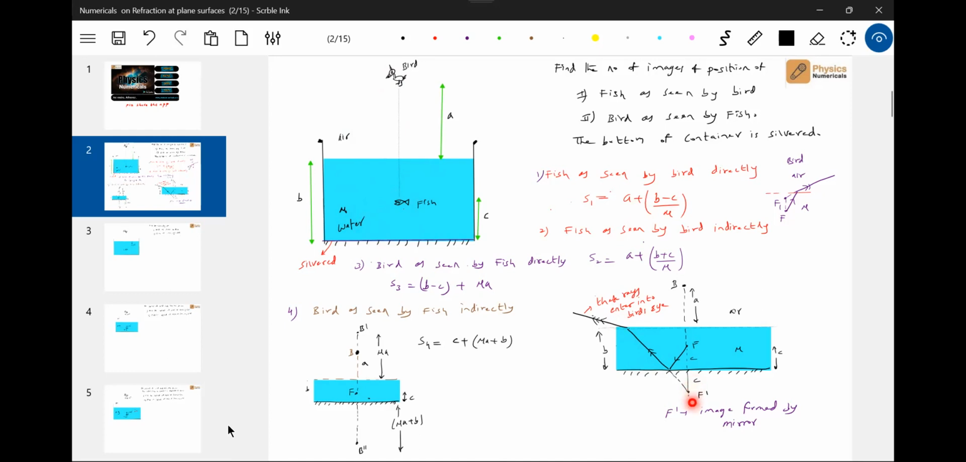Then this fish will appear at a depth of b plus c. So what is the real depth? B plus c. Apparent depth is (b plus c) by mu. The bird is at a distance a. This is the indirect one. So how many images of the fish are seen by the bird? The bird will see two images of the fish. So finally, what is the conclusion?